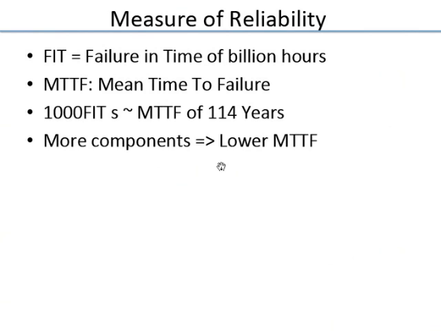As you have more and more components, you have quicker time to failure. When you have billions and billions of SRAM cells, each cell has a certain mean time to failure.